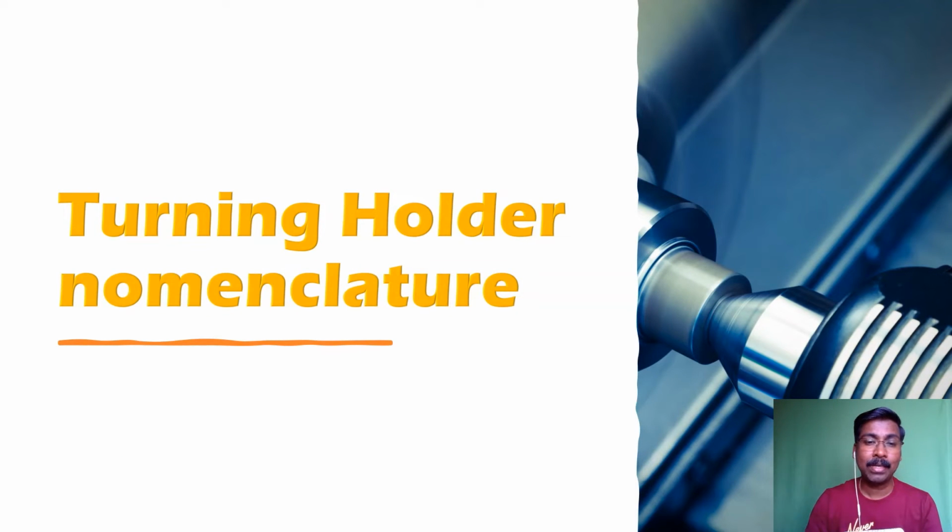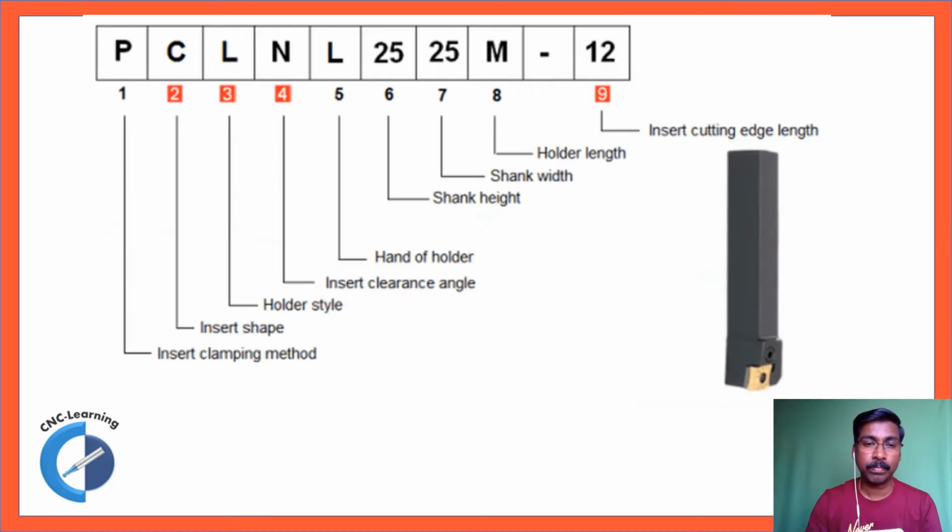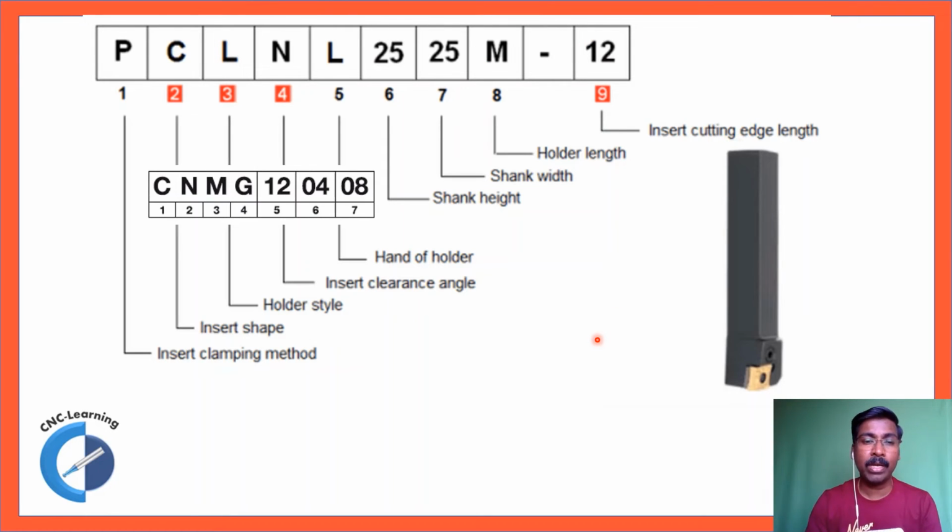Now let's see the turning holder nomenclature. So this is how a turning holder is called, PCLNL 2525M12. So we'll see how we can relate it to the insert. The shape of the insert and the second letter of the holder, so there is a relation. So CNMG is related to PCLNL.